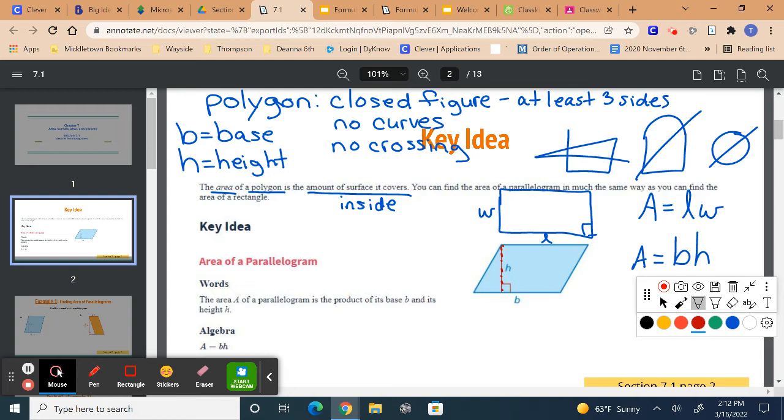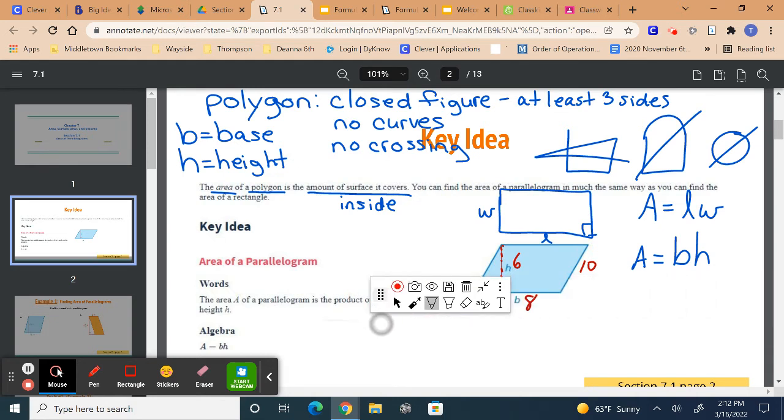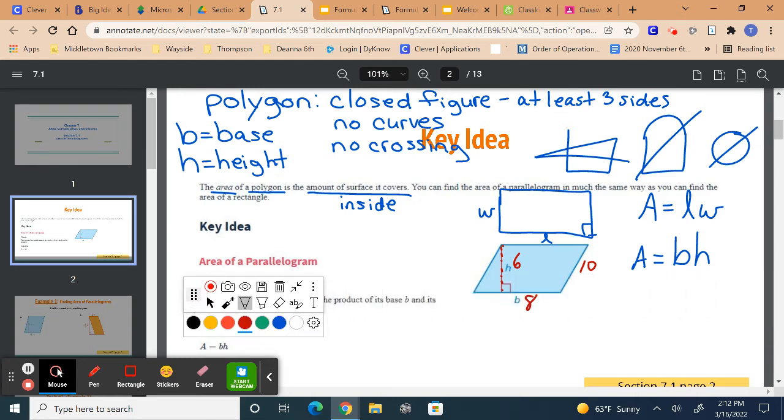That's it. Okay? So, say they gave you 8 as your base. Let's say 6 as your height. And let's say 10 as your width. Does everyone understand that? Okay. Now, we're saying area equals base times height. Yes? Okay. Which one's your base?